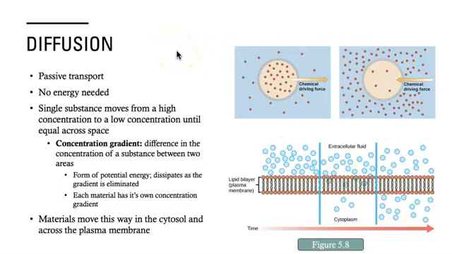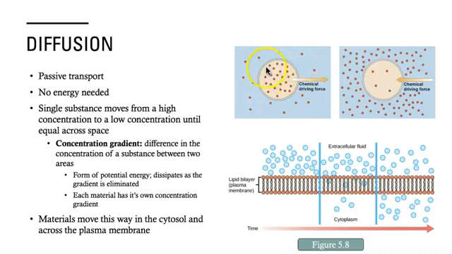All right, let's talk about one of the most common passive transport methods, which is diffusion. Again, because it's passive, we don't need any energy, and we're just going to have a single substance move from an area of high concentration to low concentration. And we could see that the driving force to this is having that concentration gradient, meaning that there's a difference of the concentration between two areas.